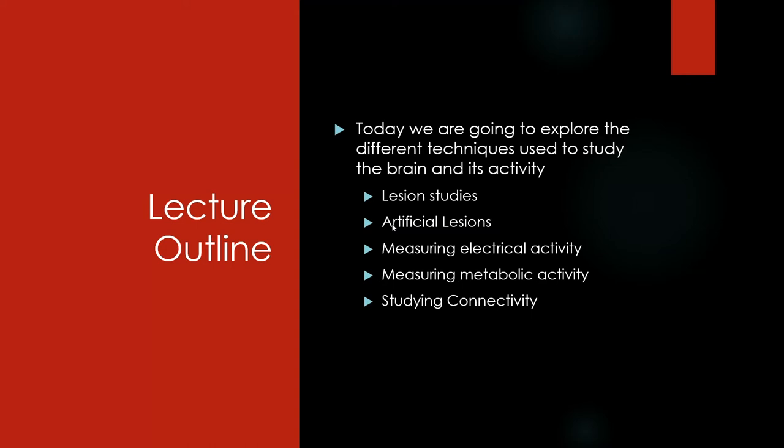So we'll start with artificial lesions with things like TMS. We'll get into electrical activity, like measuring direct electrical activity with EEG and MEG, looking at single cell recordings and animal models. And then we'll get into the most widely used methods in cognitive neuroscience, which is picking up on metabolic activity. So using MRI to look at blood flow, feeding the neurons that have just used a bunch of resources. That's what I refer to as metabolic.